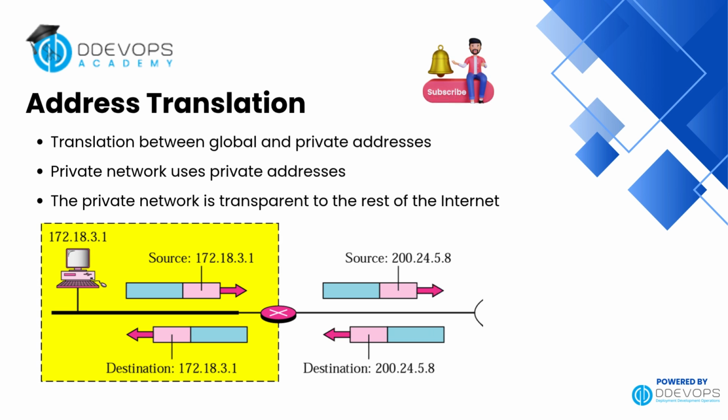This image illustrates network address translation, NAT. It shows how a device in a private network, 172.18.3.1, communicates with the public Internet. Inside the private network, the source IP is 172.18.3.1. When the traffic passes through the router performing NAT, the source IP changes to a public IP, 200.24.5.8, before reaching the Internet. This makes the private network invisible and secure, while allowing communication with external networks.